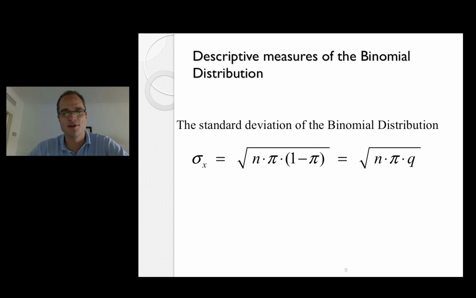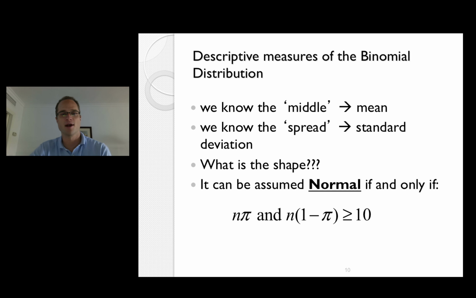So we have our measure of central tendency. We have the mean, the expected value. We have the standard deviation, which is our chosen measure of variation. And now what about the shape? And lo and behold, the shape of this binomial distribution can be approximated as normal, assumed to be normal, if and only if the following two conditions hold. N times pi, which is the expected number of successes, has to be 10 or more.